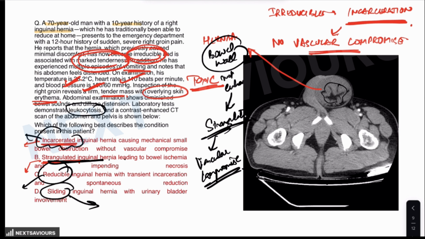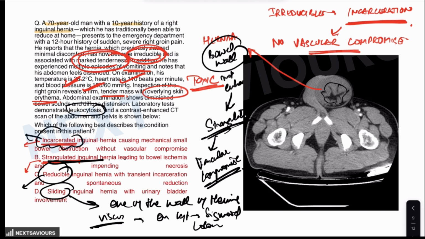And then there is another term here which is called a sliding inguinal hernia. So what is a sliding inguinal hernia? Sliding inguinal hernia is a hernia where one of the walls of the hernia is formed by a viscus. Most commonly on the left side it is the sigmoid colon, on the right side it is the cecum, and there may be urinary bladder on both sides. Okay.